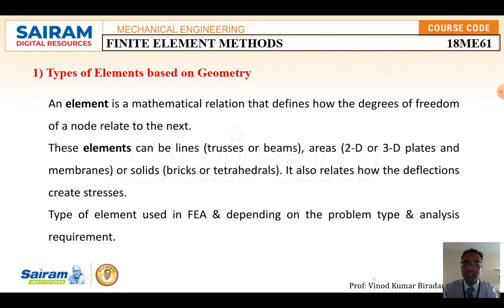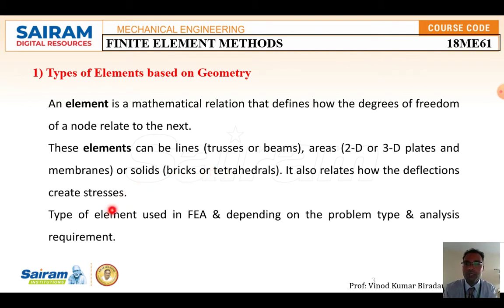The standard definition of an element is a mathematical relation that defines how the degree of freedom, that is DOF, of a node relates to the next. If you divide into small pieces, you get attached elements. Each element indicates how it mathematically relates to the next element, and shows how many degrees of freedom there are at each node. This is the definition of an element. Elements can be lines, that is trusses and beams, or areas, 2D or 3D, plates and membranes, or solids, bricks and tetrahedra in 3D. It also relates how the deflection creates the stresses.